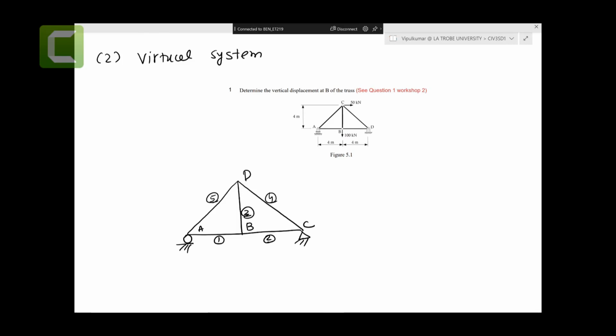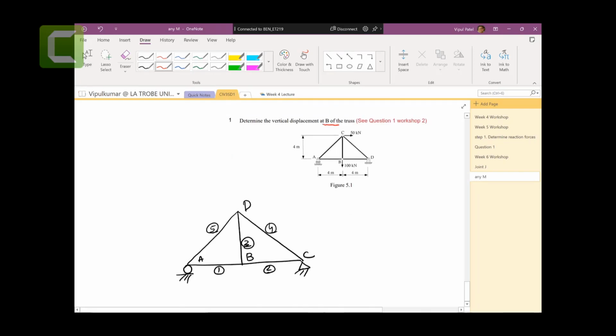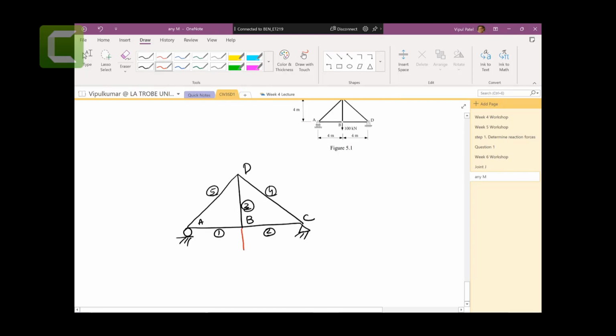Now, what is the difference between the real system and the virtual system? We're going to put the virtual load, very important, where you want to find the displacement. If you want to find the displacement at point B, then you put the virtual load at point B in the direction where you want to find it. If you want to find the vertical displacement at point B, you put the virtual load in the vertical direction. If the question is asking you to find the horizontal displacement at point B, you put the horizontal virtual load at point B. Okay, is it clear?